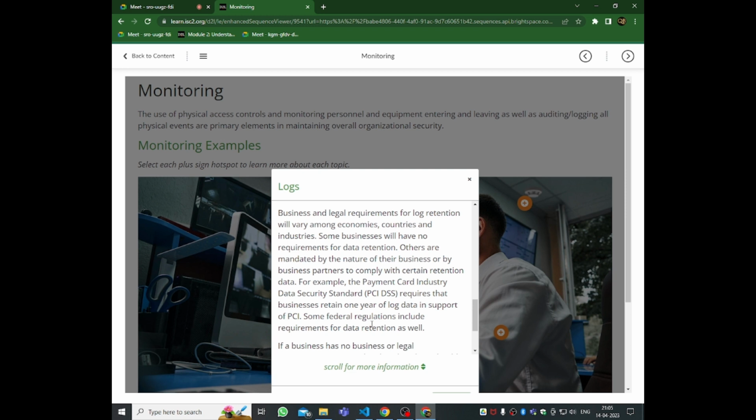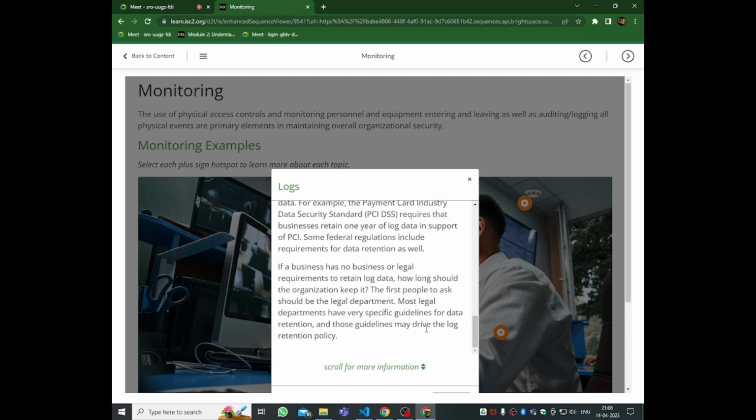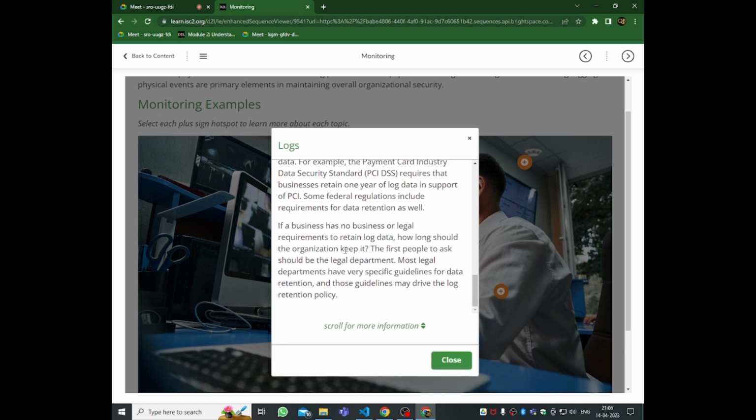Some federal regulations include requirements for data retention as well. If a business has no business or legal requirement to retain log data, how long should the organization keep it? The first people to ask should be the legal department. Most legal departments have very specific guidelines for data retention, and those guidelines may drive the log retention policy.